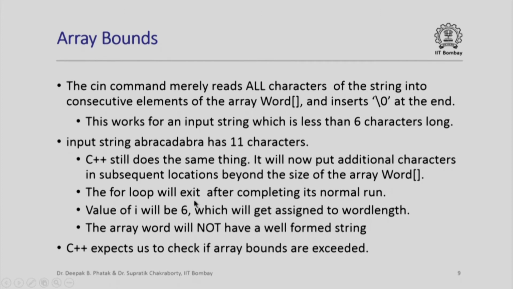The for loop will however exit after completing its normal run, which is end of I equal to 6. So, the value of I will be 6, which will get assigned to word length. Word length will be printed as 6, but the array word will not have a well formed string because the \0 is not available on the 6th position. So, C++ expects us to check if array bounds are exceeded. It is our responsibility and not that of C++.